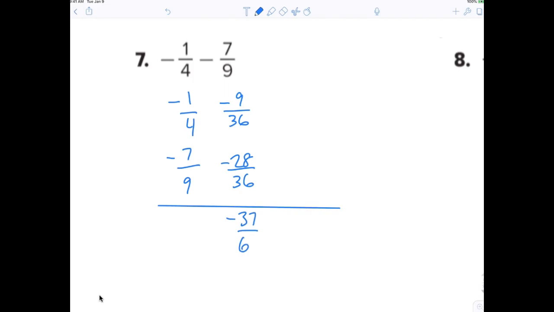Can I leave it like that? Yes, you can. Improper fractions are perfect. Negative 37 out of 36. Good job, actually.